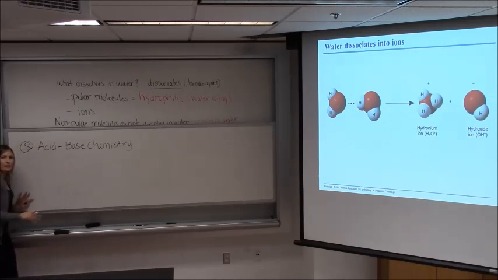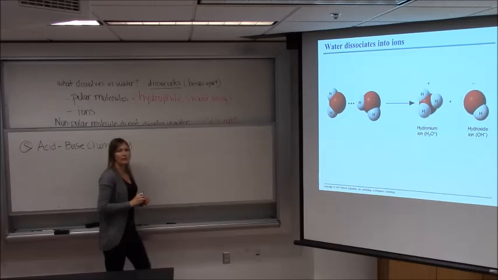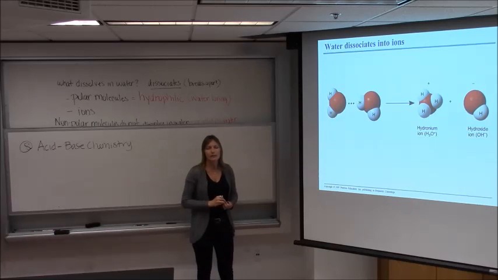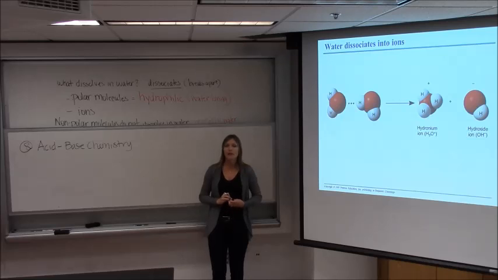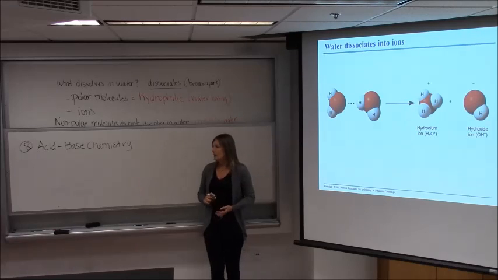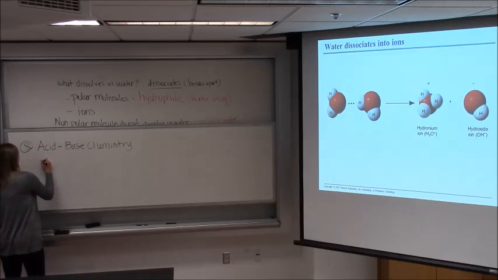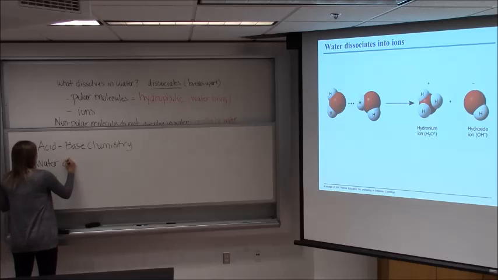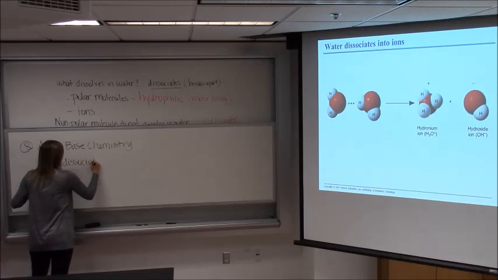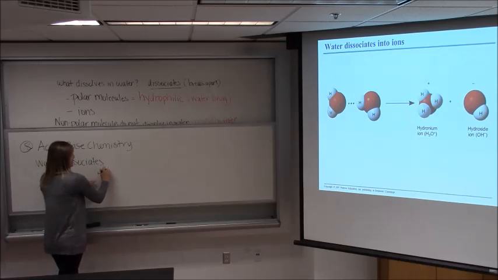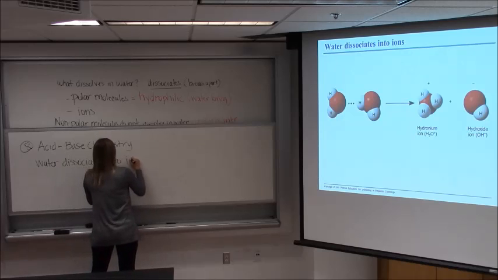Your body constantly tries to keep pH constant. Why? Because any subtle change in pH in your body is going to denature proteins, namely the enzymes that carry out all the important chemical reactions in your body. So keeping pH constant in the body is very, very important. So it's important to understand acid-base chemistry. And that is based on this fact that water dissociates, in other words, breaks apart into ions.